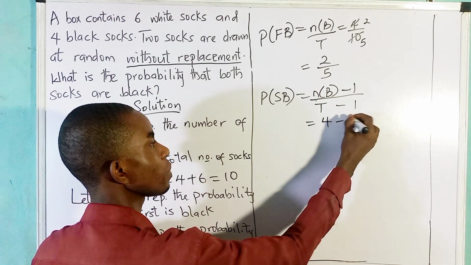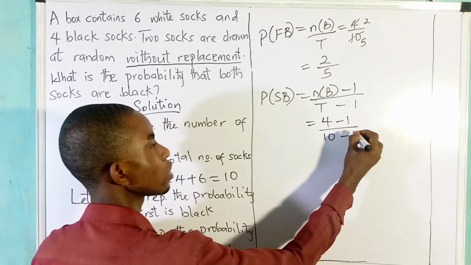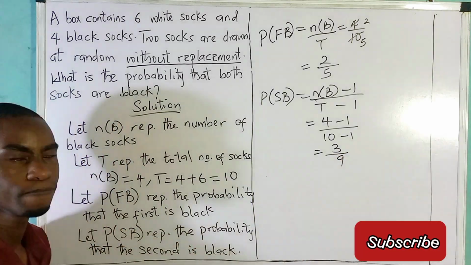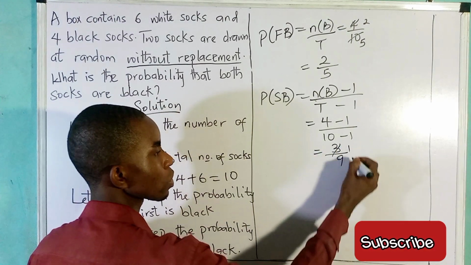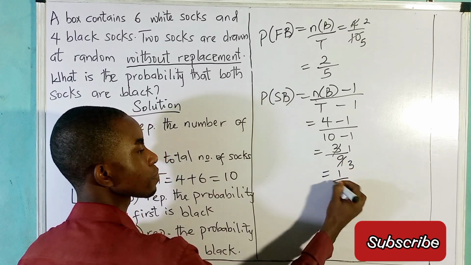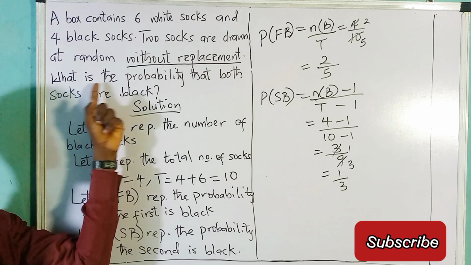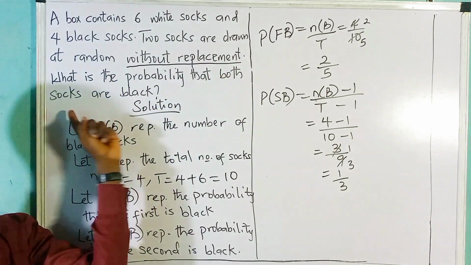NB is 4, so that's 4 minus 1. T is 10, so 10 minus 1. This will be 3 over 9, which can also be simplified as 1 over 3. Is that the final answer? Not yet. What is the probability that both socks are black?